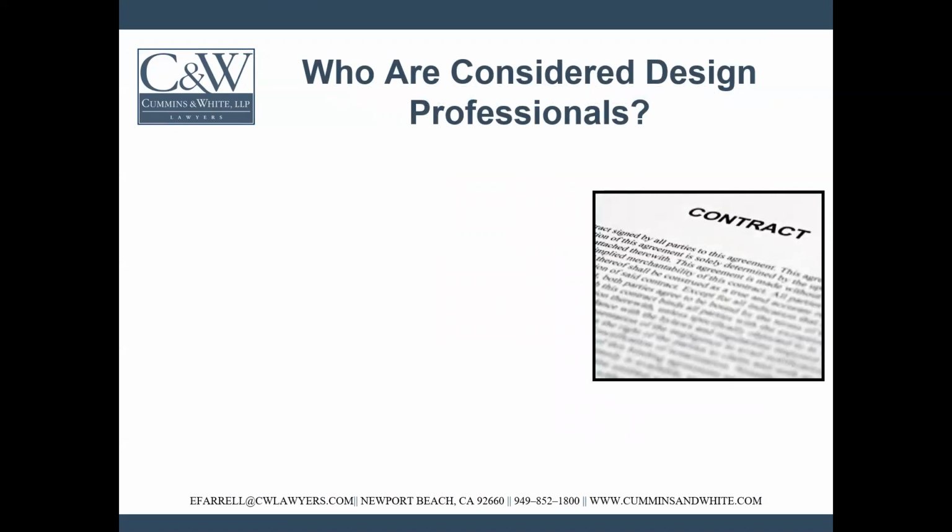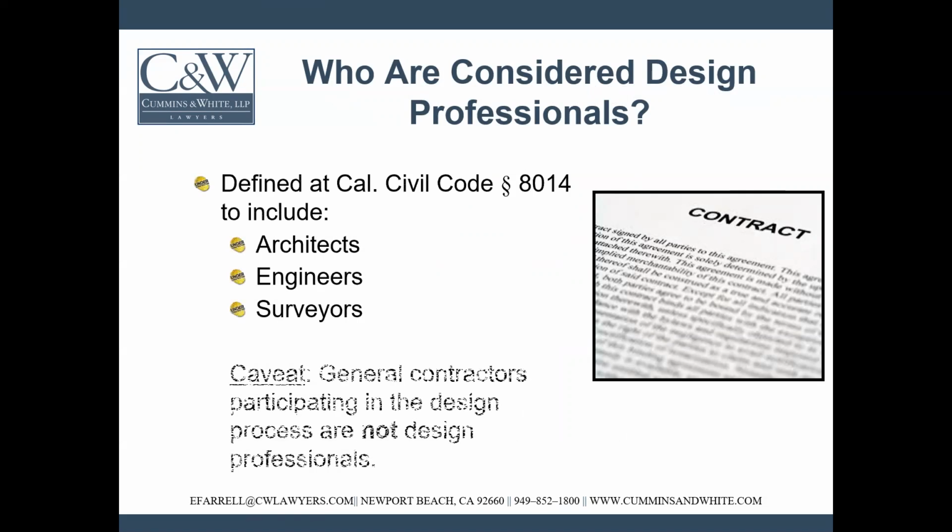So really the first thing we need to figure out is who's entitled to prepare and enforce a design professional lien. Well, design professionals are specifically enumerated under Civil Code Section 8014. They only include architects, engineers, and surveyors. Now, these individuals must be licensed in their specialty, and that's important because general contractors, even though participating in the design process, are not design professionals entitled to protection under the statute. Really, all we're looking at is those three identified professionals as being able to entitle themselves to the design professional lien.